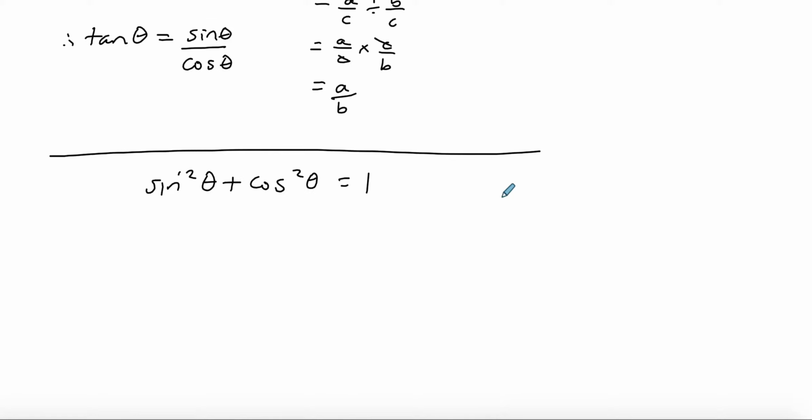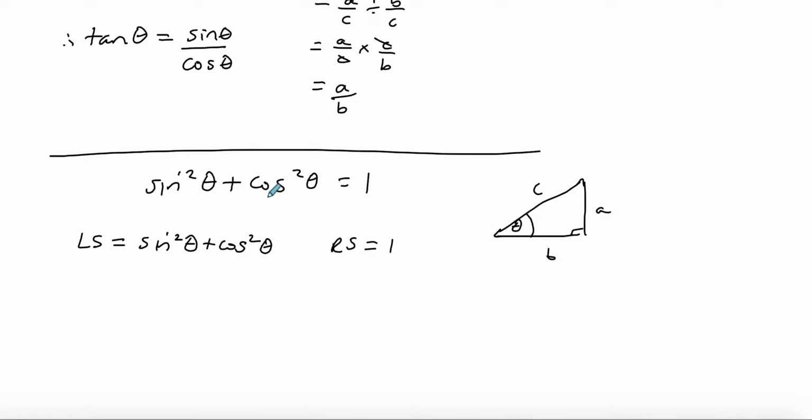The main Pythagorean theorem identity that we see is sine squared theta plus cos squared theta equals 1. And we will use this to simplify other work that we have. So let's imagine again that we have a right triangle and we have sides A, B, and C being the hypotenuse. If we break our identity into a left side and a right side, the left side is sine squared theta plus cos squared theta, and the right side equals 1.